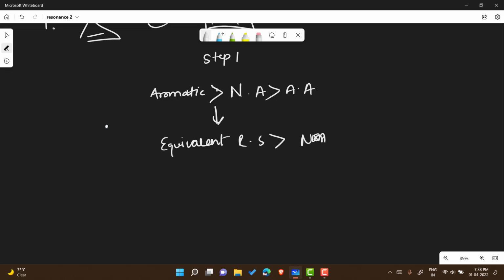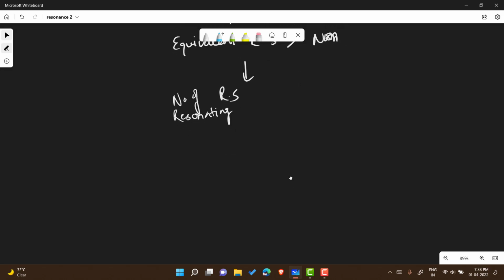Okay, we talked about it, and after that we'll see which has more resonating structure. So number of resonating structure, if those things are matching, and if that is also matching, then we'll go to our step 4, which will finalize it. Whether the molecule or ion gives a stable resonating structure or not. So we'll see the stability of resonating structure too.